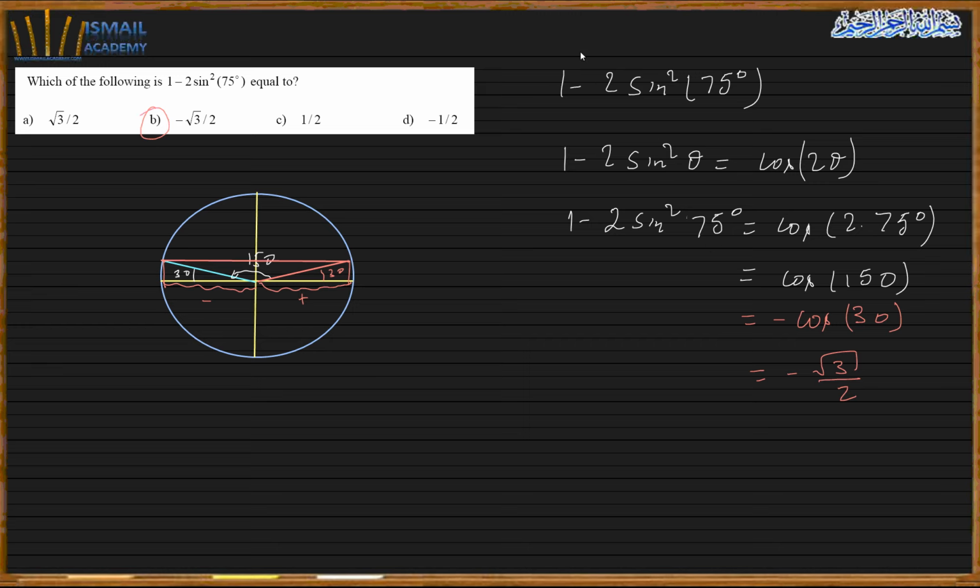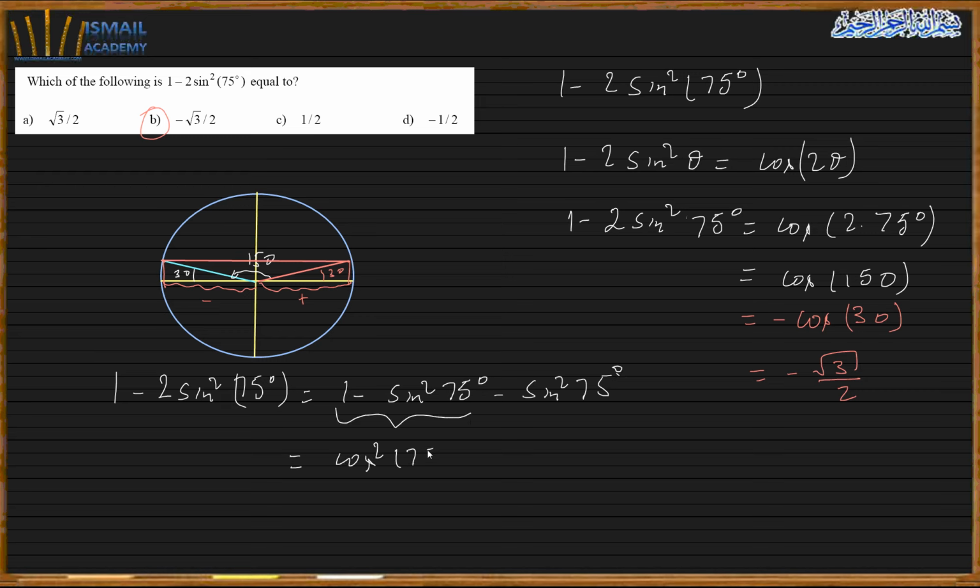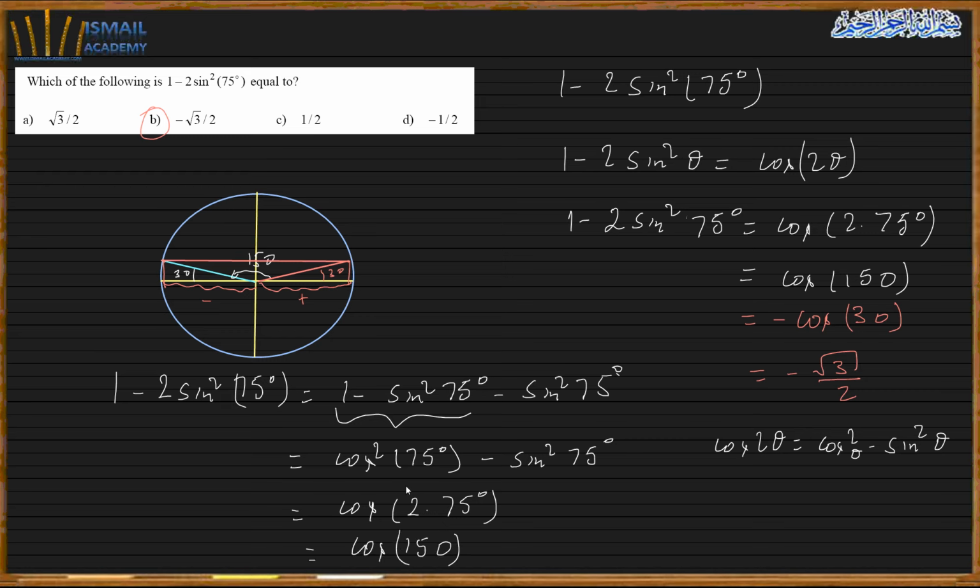If I forget the formula, I can use this: 1 minus 2 sine square of 75 degrees is the same thing as 1 minus sine square of 75 degrees minus sine square of 75 degrees. And this is the same thing as cosine square of 75 degrees minus sine square of 75 degrees. This again leads you to the double angle formula, cosine of 2 times 75 degrees, because we know that cosine of 2 theta is cosine square minus sine square. So here it is going to be cosine of 150, and I use the same idea: it's the same thing as minus cosine of 30, which is minus square root of 3 over 2. I hope it's clear.